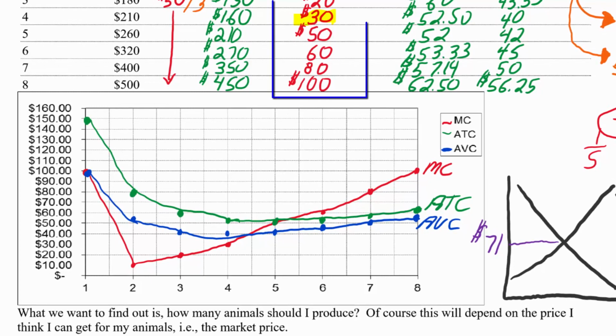What about the fifth one? Well, the fifth one costs $50. We can sell it for $71. Yes. The sixth one would cost us $60. If we can sell it for $71, yes.